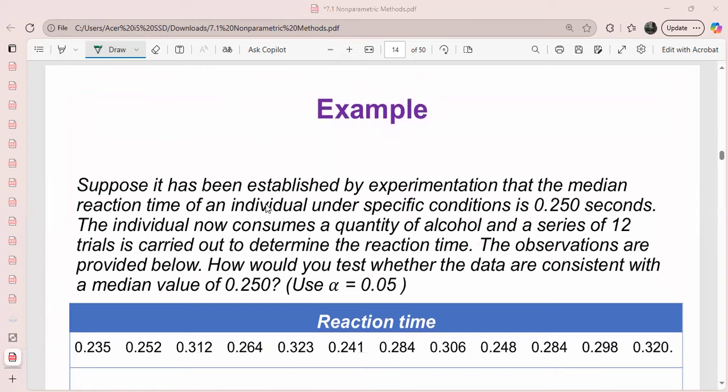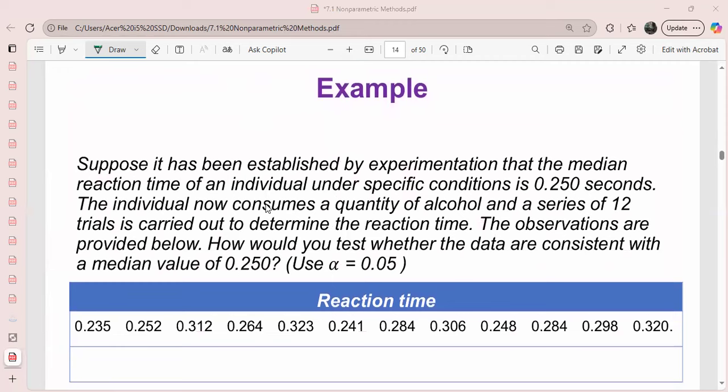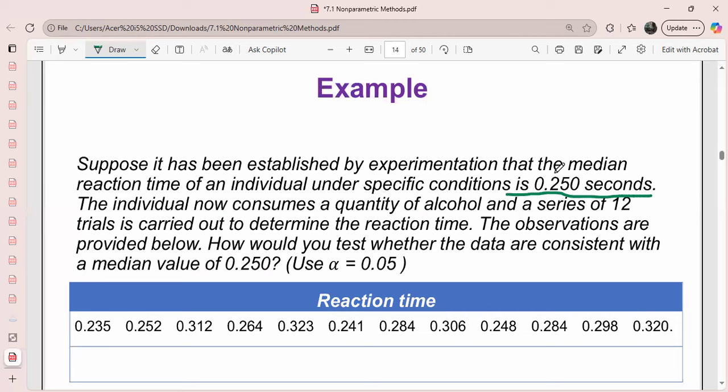Okay, here's the example. They say that, suppose it has been established by experimentation that the median reaction time of an individual under specific conditions is 0.250 seconds. This is the value of the median, that symbol. Yeah, something like this, that value.